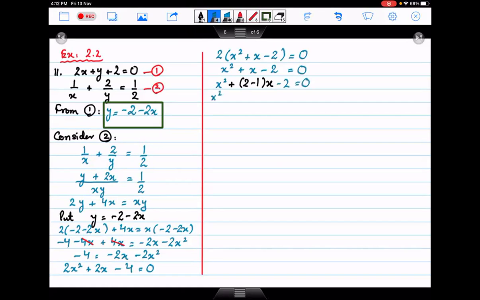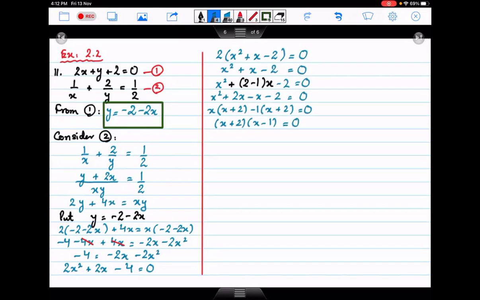So after multiplying it, it should become 2x² minus x minus 2 equals to 0. So now taking x common, it will become x plus 2. And now taking minus 1 common, it should become x plus 2. So now taking x plus 2 common again, it should become x minus 1.